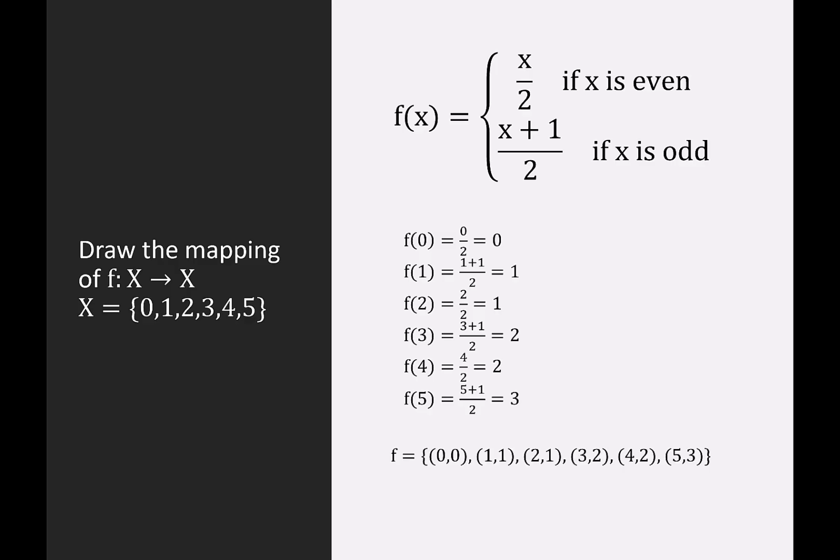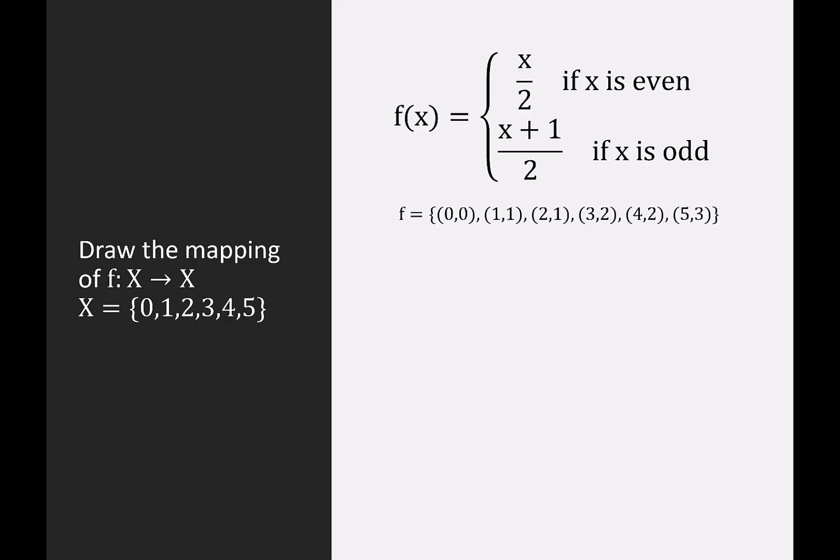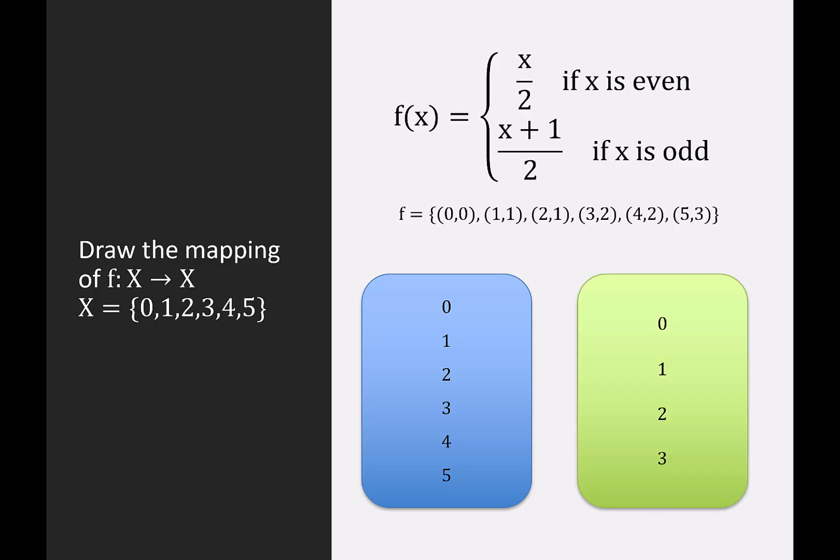I have my function f, which is the set containing (0, 0), (1, 1), (2, 1), (3, 2), (4, 2), and (5, 3). Let's map that from the domain to the range. So in the domain, I have a set with 0, 1, 2, 3, 4, 5. The range only has values 0, 1, 2, and 3, so let's write those in. Now we can map each value from the domain over to each value in the range.